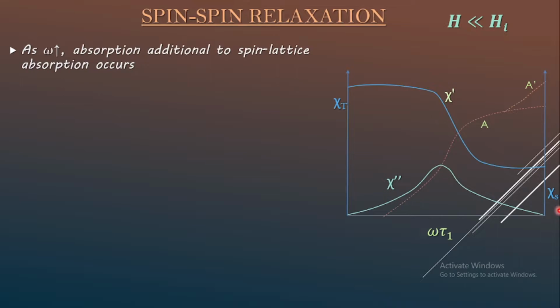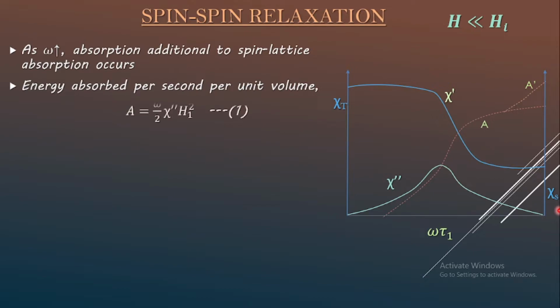So this is as per the graphical representation, and in general the energy absorbed per second per unit volume is given as A equals omega by 2 chi double prime h1 square. All notations have the standard meanings as per our previous classes, where chi double prime is the imaginary part of the susceptibility and h1 is the oscillatory magnetic field. Let us call it equation number 1.